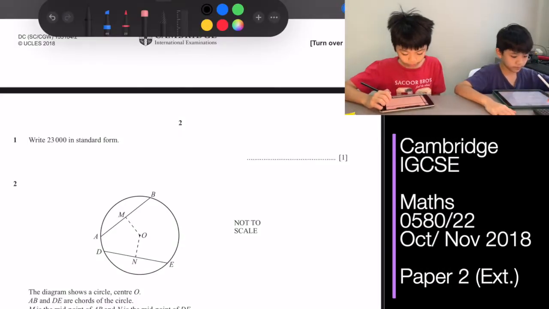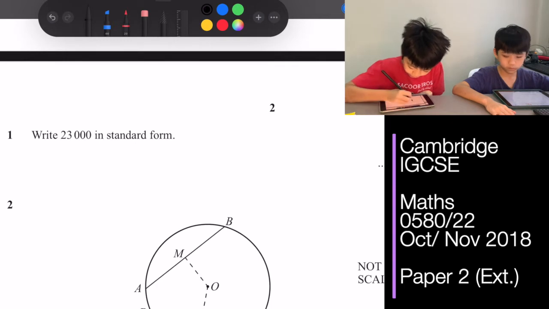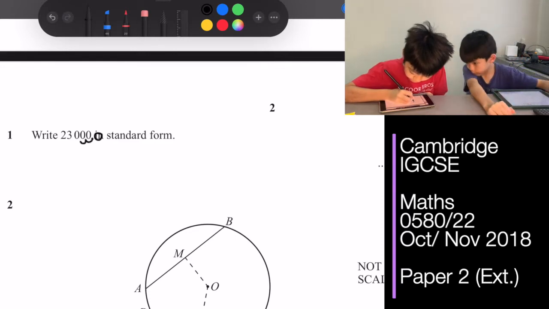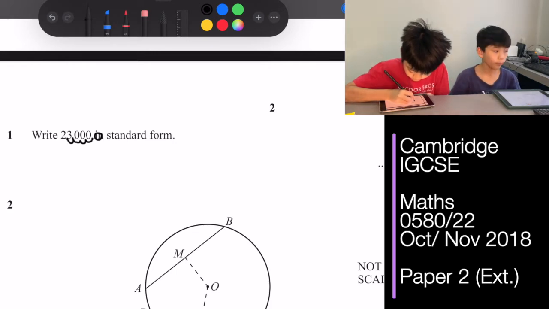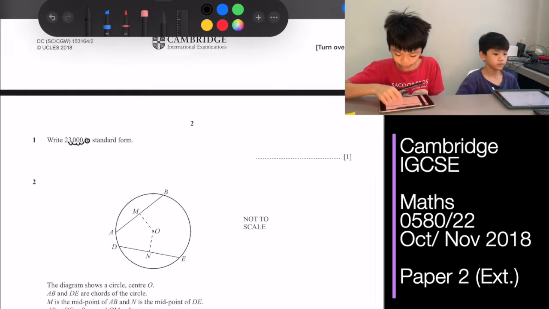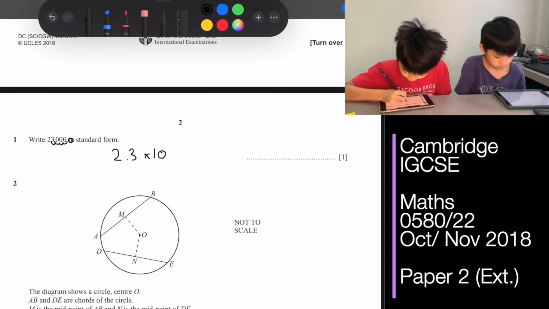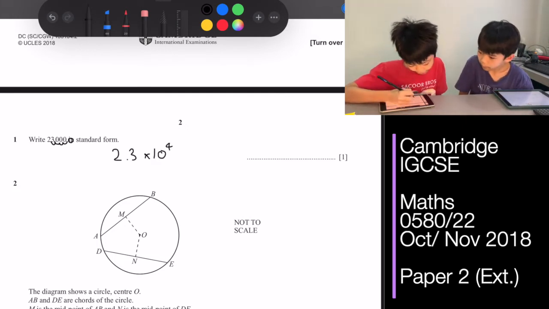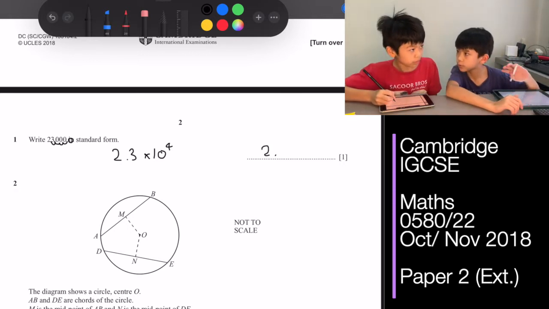For question 1, write 23,000 in standard form. Okay, so basically, you can place a decimal here, so it's like 23,000.0. Then this decimal could shift 1, 2, 3, then 4 until it reaches a unit. So it'll become 2.3 times 10 to the power of 4 since we've shifted it 4 times. Yeah, 4. Is it 4?